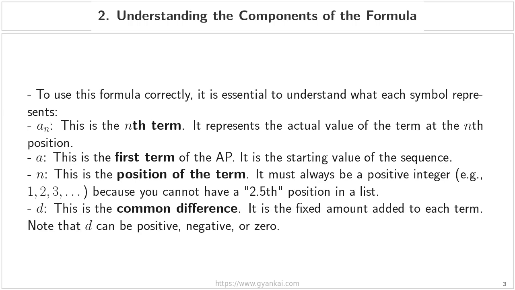Finally, we have d, which stands for the common difference. This is the fixed amount that we add to each term to move to the next. Keep in mind that d can be positive if the sequence is increasing, negative if the sequence is decreasing, or even 0 if the terms remain constant. Understanding these four components is the key to mastering the formula we are about to break down in the next slide.